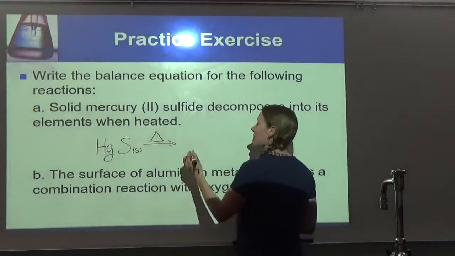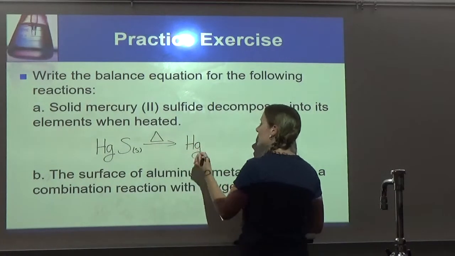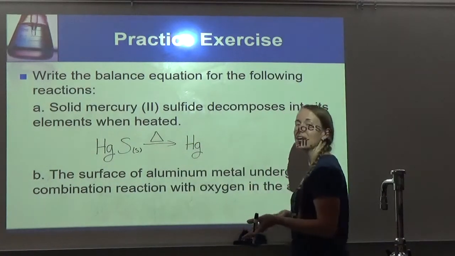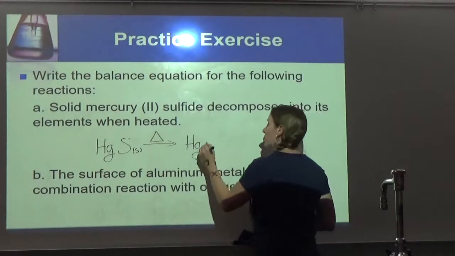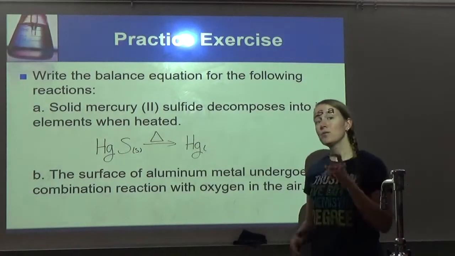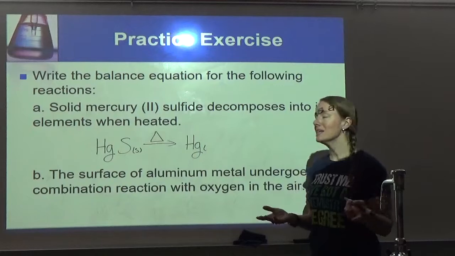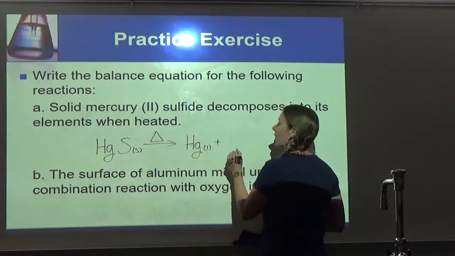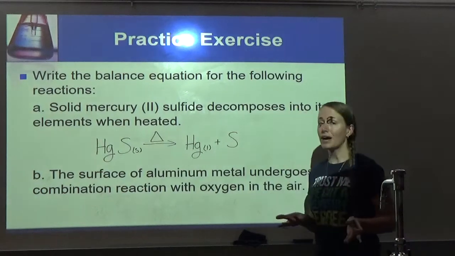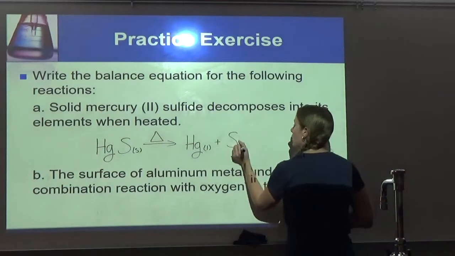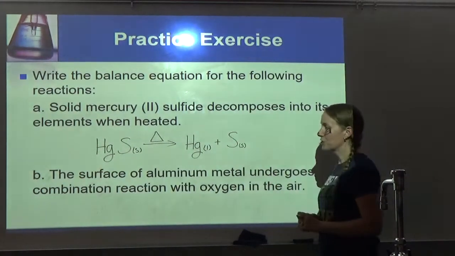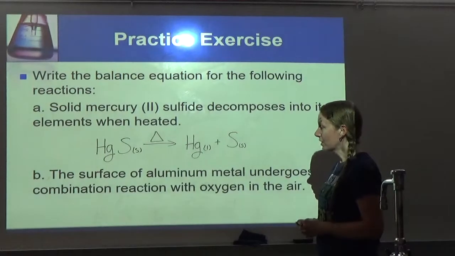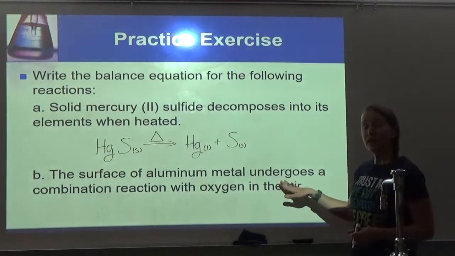All right, so I'm just going to split it up into its elements. Well, mercury is just Hg, it's not a diatomic. However, what state of matter is mercury? Well, all the metals are naturally solids except mercury, which is naturally a liquid. All right, and then sulfur is also not a diatomic, but sulfur is a solid naturally. All right, so hopefully you got that one right.